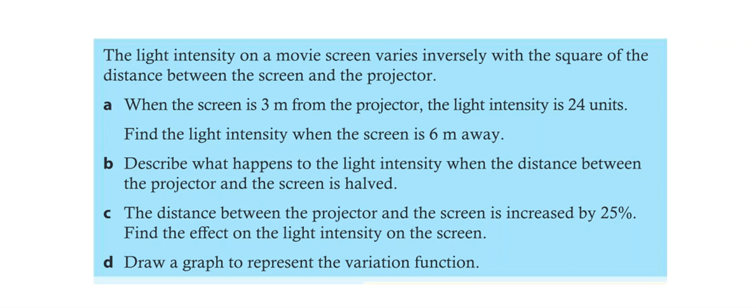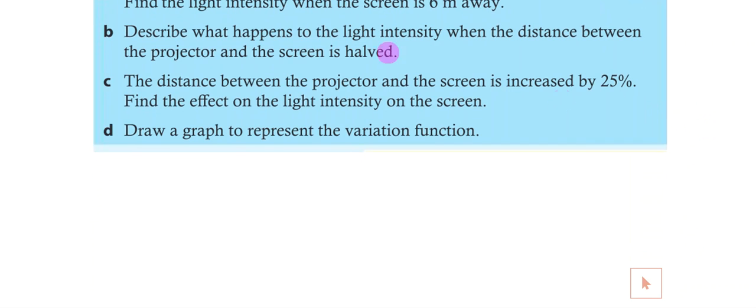Right, guys, so while I'm doing this, I'll point out one of the things I think is a bit of an issue. So we've got the light intensity on a movie screen varies inversely. Now, what I saw was some people trying to use a table method, which is fine, but you need to do it correctly. I'm going to do the table method afterwards, but let's do the formula method.